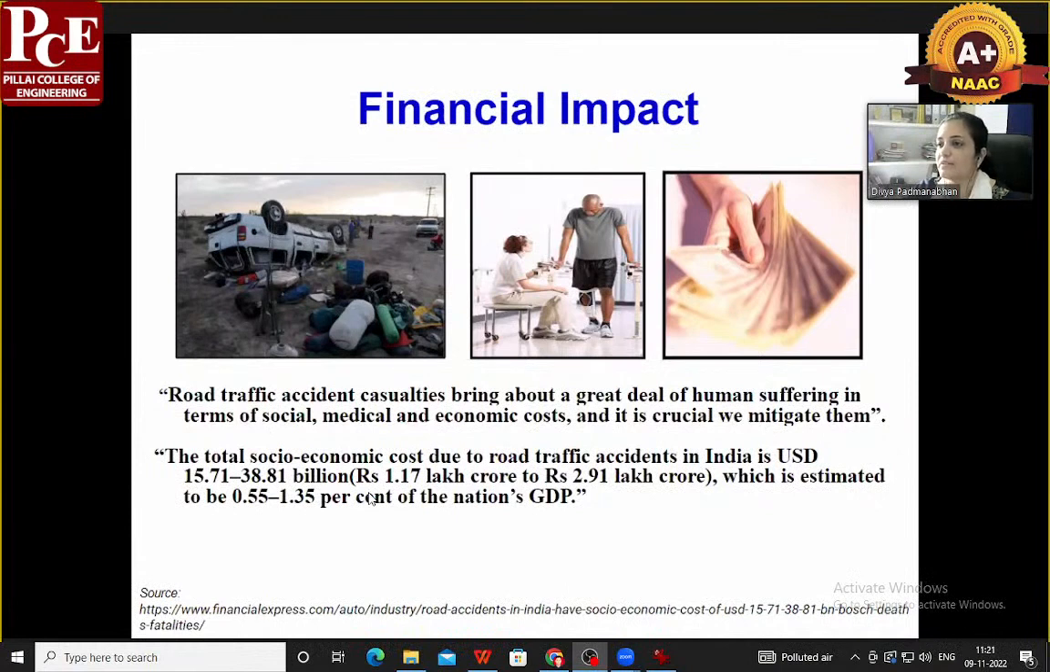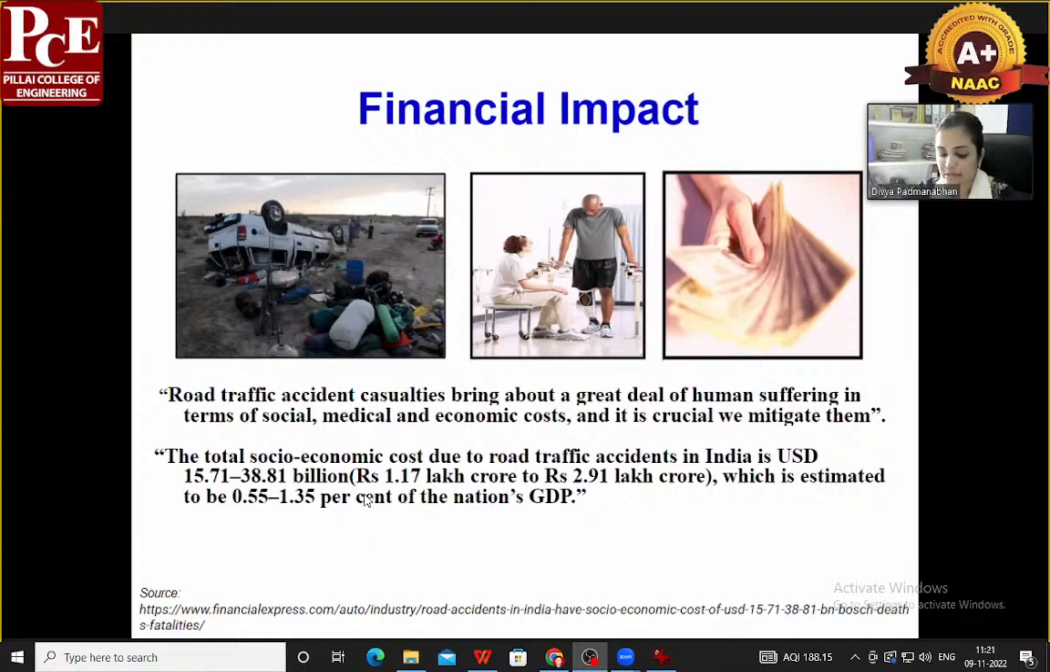We may not have really thought of it in this way, but the reality is that the cost of any accident is huge, not only for an individual, for the society, but also as a nation. If you look at it, there is a huge cost which goes into the accidents. See, the total socioeconomic cost due to traffic accidents in India is approximately equal to 15.7 to $38.8 billion, which is a huge amount. Okay?